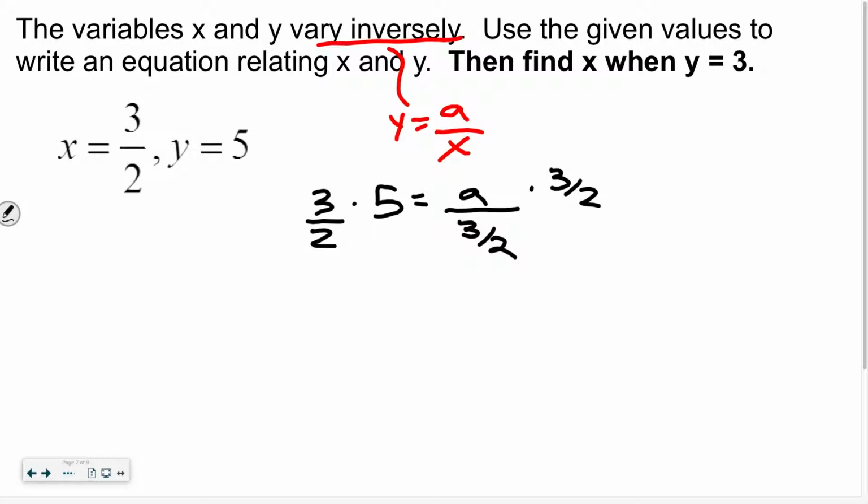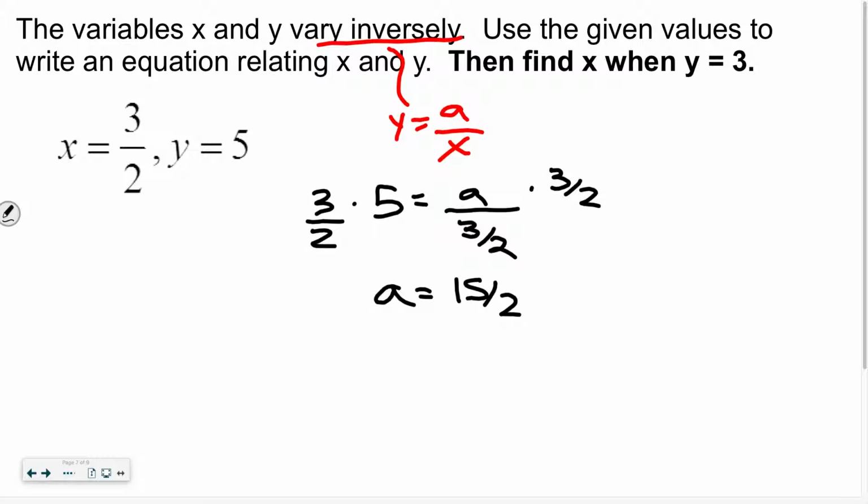But that's when you have something like 3 halves times a. Then you multiply by the reciprocal. If a is being divided by 3 halves, just multiply by that whole thing, 3 halves. And that will get you your answer. So if you're working with fractions here, a is 15 halves.